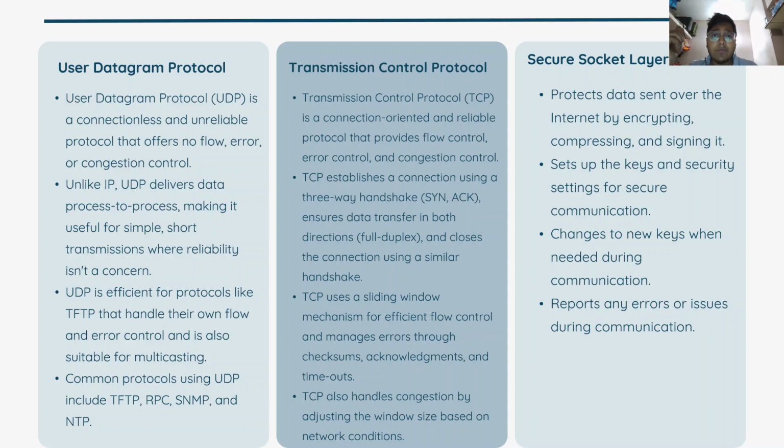When we are talking about TCP, which is Transmission Control Protocol, it is a connection oriented reliable protocol that provides flow control, error control, congestion control. It establishes a connection using the three-way handshake, SYN and acknowledgement. It ensures data transfer in both directions, full duplex, and closes the connection using a similar handshake. TCP uses a sliding window mechanism for efficient flow control and manages errors through checksums, acknowledgements, and timeouts. TCP also handles congestion by adjusting the window size based on network condition.